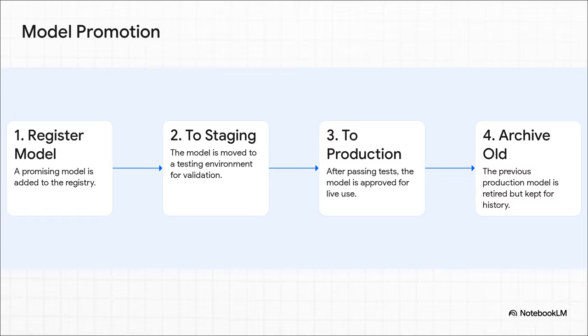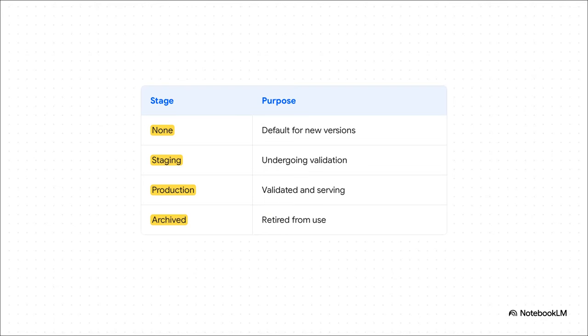This whole workflow is designed to ensure that only the best, highest quality models ever make it in front of your users. So let's break down these stages. Each one has a really clear purpose. None is just the default starting point. Staging is the proving ground. This is where you do all your testing. Production? Well, that's showtime. And archived is for when a model is retired. It's a formal handoff process, a clear line of communication between data science and the operations teams.